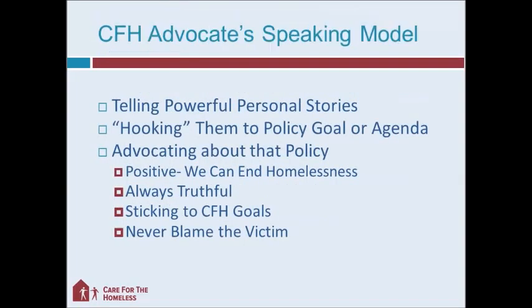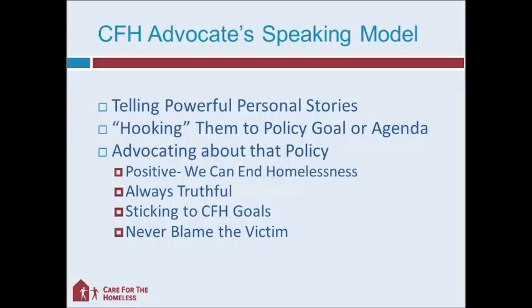So here's some of the things that we relied on in the program. First of all, it was really built around telling the powerful personal stories of how people became homeless, in many cases how they've overcome that, hooking their personal story in every case to some policy goal or agenda item, and then advocating about that policy. And we always do it in a positive way, with one of the underlying themes being that we can end homelessness. We're always truthful, stick to our care for the homeless goals, and never blame the victim.